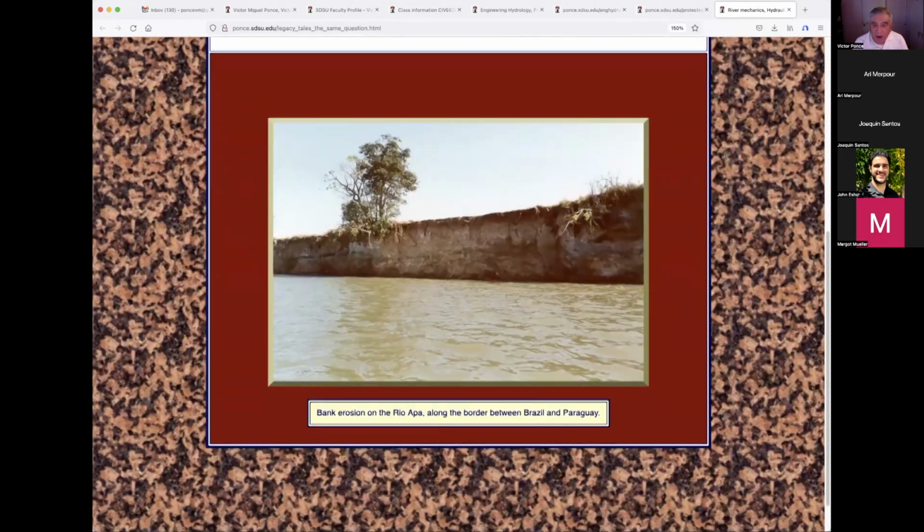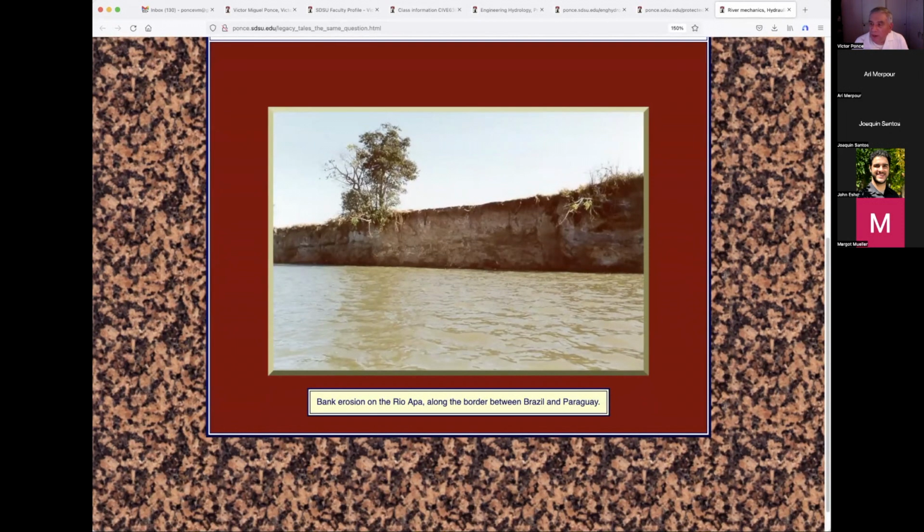Notice this picture, which is one of my pictures, famous picture, bank erosion on the Apa River along the border between Brazil and Paraguay.